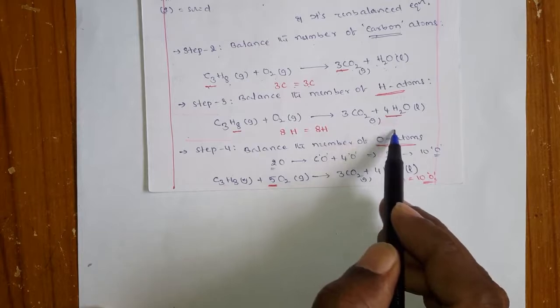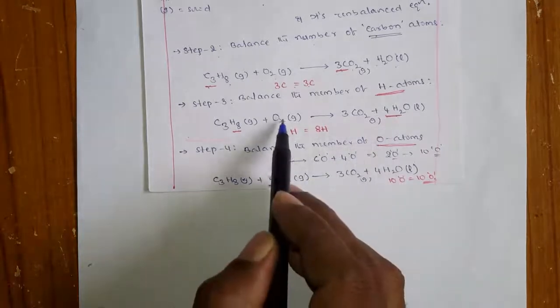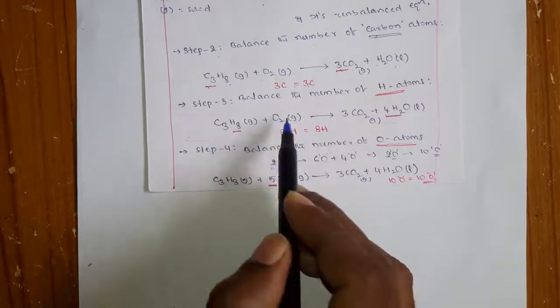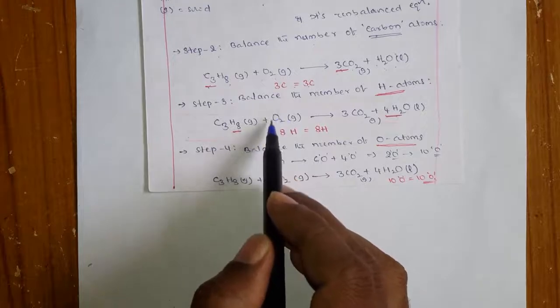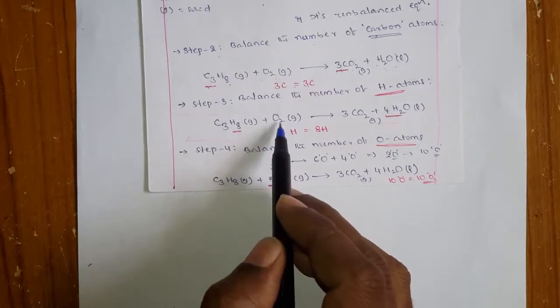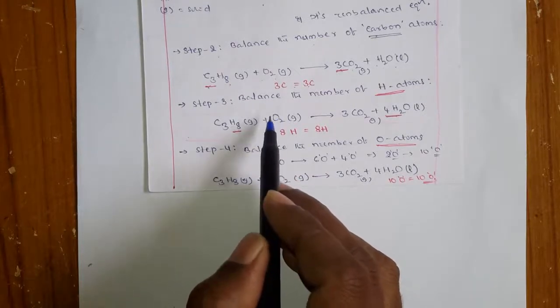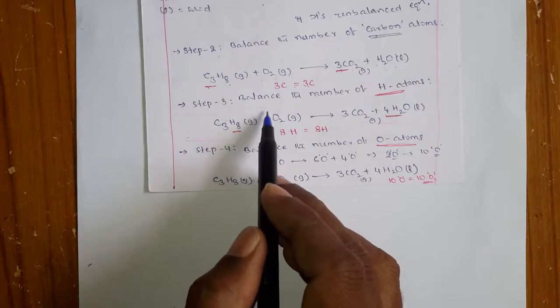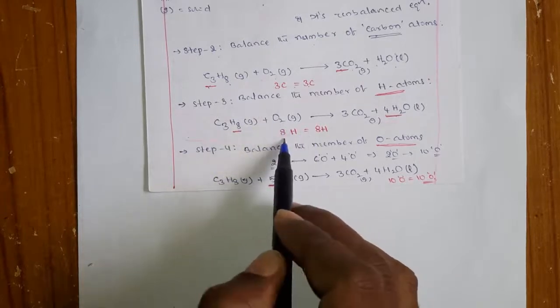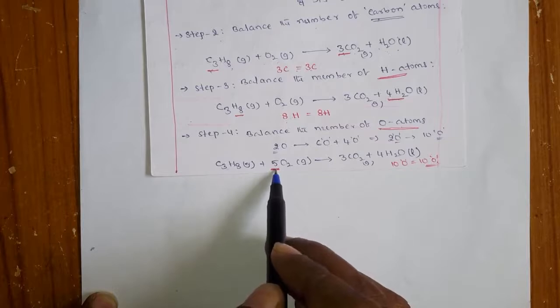So on the right side there are 10 oxygens, and on the left side only 2 oxygens. So what should we do then? You have to convert this into 10. To make oxygen O2 into 10, you have to multiply with 5. So 5 into 2 gives 10. So here I am multiplying with the 5.